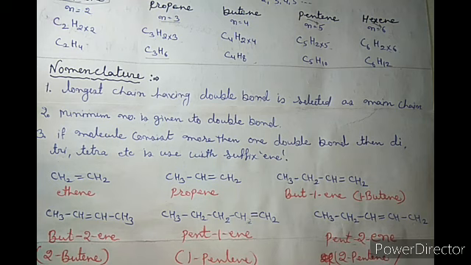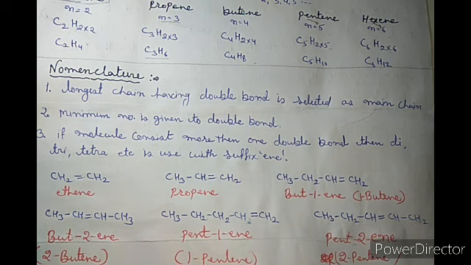In our previous classes, we were discussing hydrocarbons. In the last class, we discussed the IUPAC nomenclature of alkanes, and we also briefly discussed alkenes or olefins. In today's class, we will discuss the nomenclature of alkenes and then alkynes and their nomenclature.